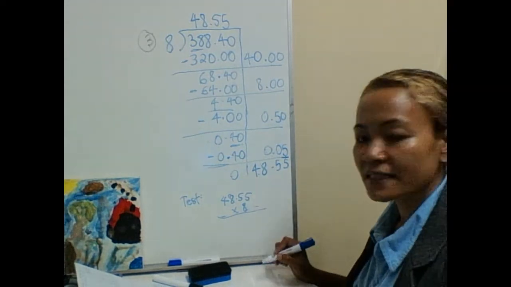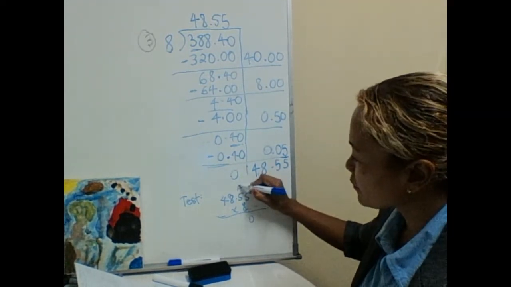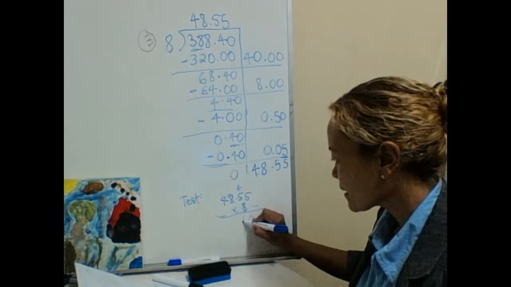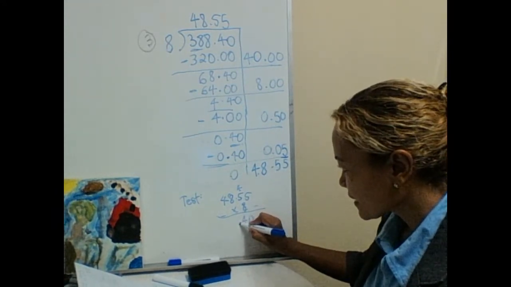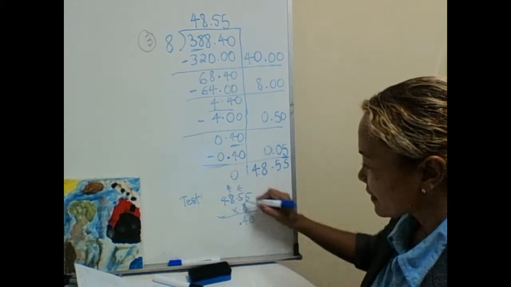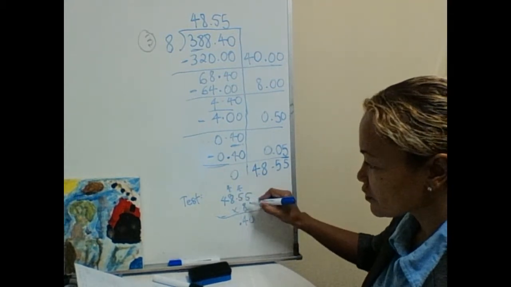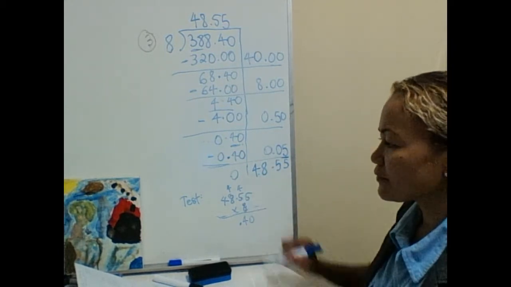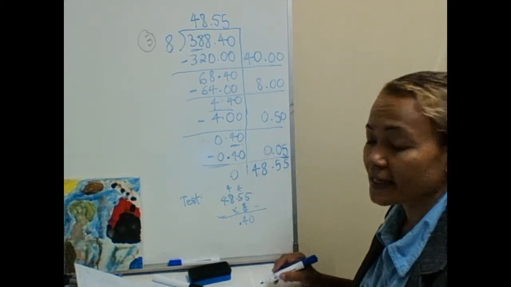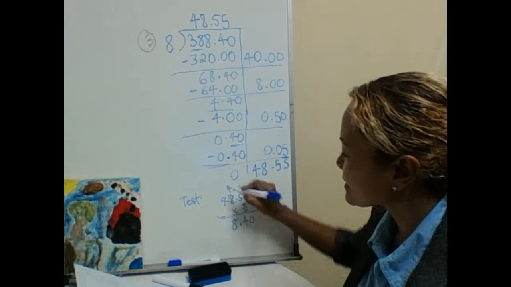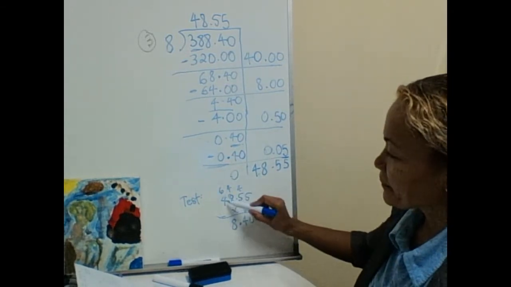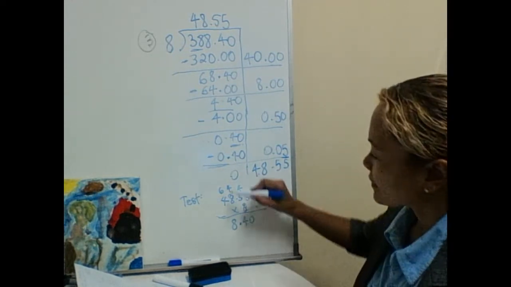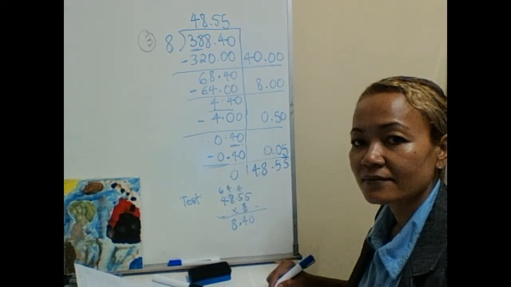8 5s are 40. 0, carry 4. 8 5s are 40, plus 4, 44. 4 down here. You carry 4 over. Put the decimal place in because you are crossing. Then 8 8s are 64, plus this 4, 68. So that's 8, carry 6. 4 times 8, 32. Plus this 6, 38.